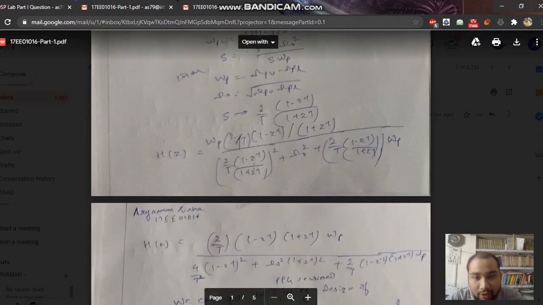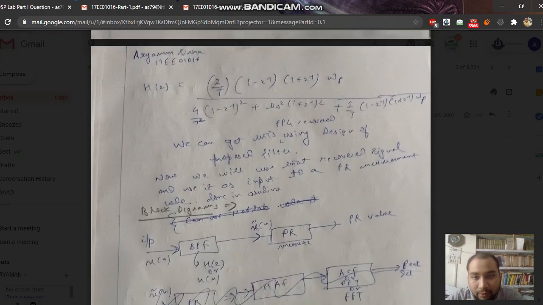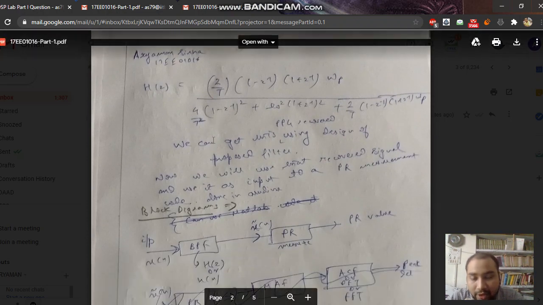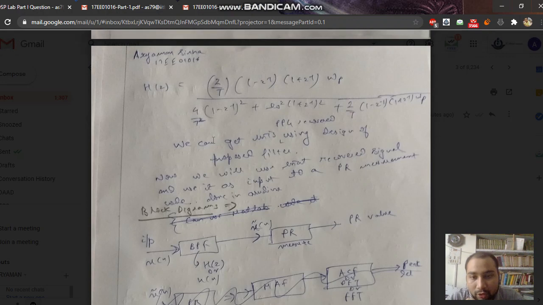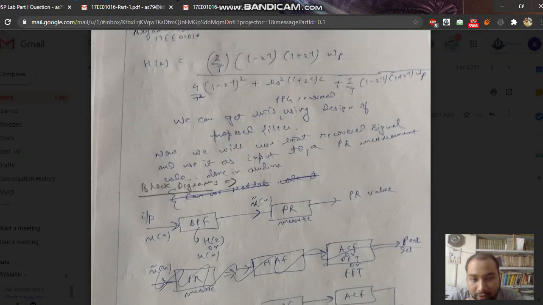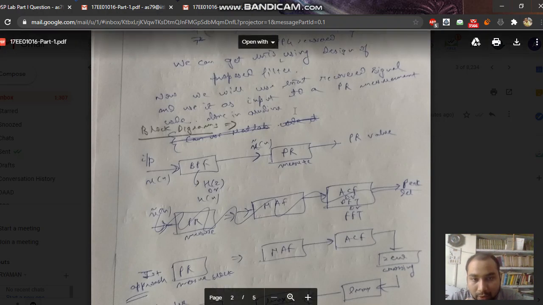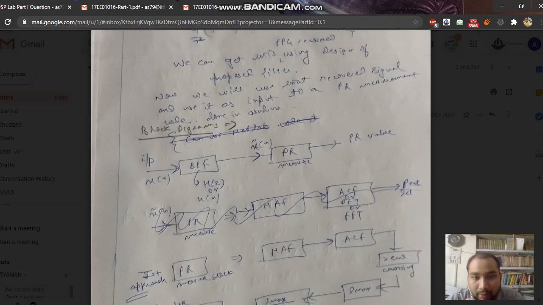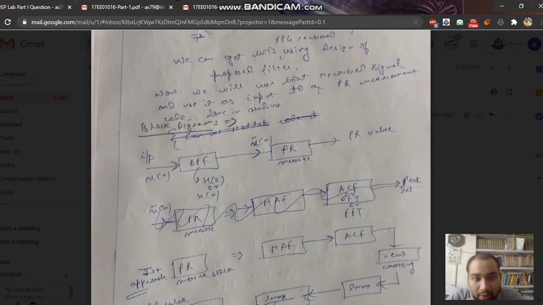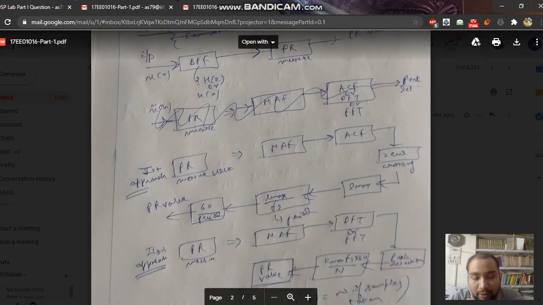We will use that methodology to find the H of z and get the values of the coefficients from the proposed transfer function. We can use those coefficients to get the filter output using a MATLAB function or the Arduino code if possible. After that we will do the Arduino code programming, or we can do it in MATLAB also, using which we have to find the pulse rate of the patient.